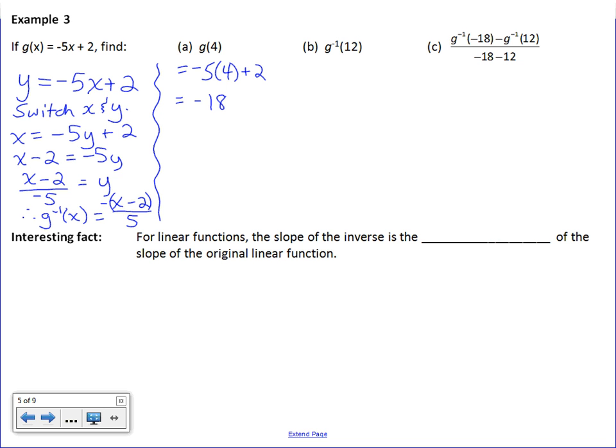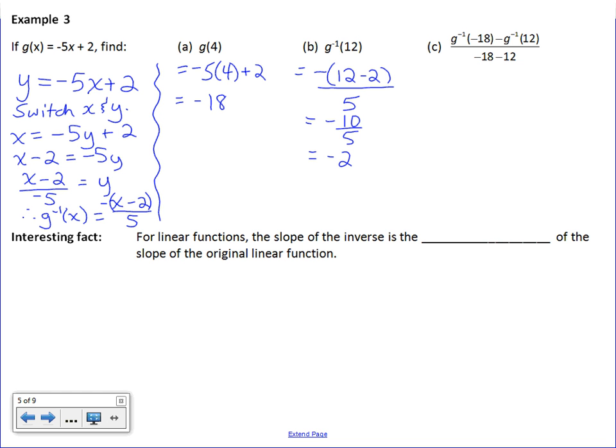Do you guys want to just stick with the original one with the x minus 2 over negative 5, or are you cool with this one? The second one? Okay. So if I use the second one, g inverse of 12, it's going to be negative 12 minus 2 all over 5. What's that going to be? Negative 10 over 5, negative 2. Perfect.